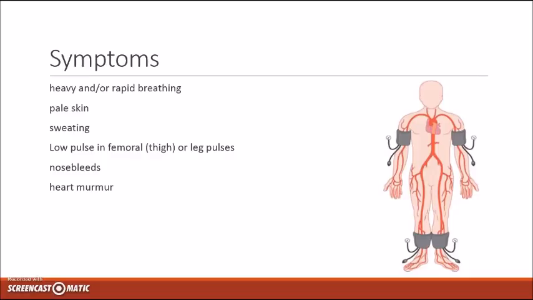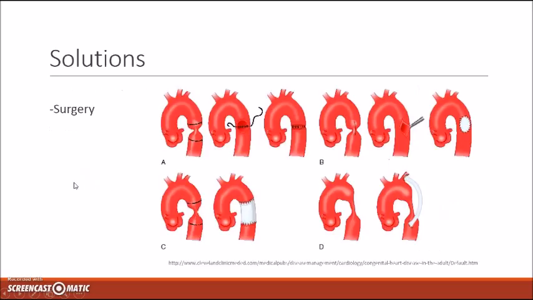So the symptoms for such a disease would be heavy or rapid breathing, pale skin, sweating, low pulse in the femoral or leg pulses because we have low blood input in these parts, and in turn a high pulse or high blood pressure in general in the upper part. We can have nose bleeding and a heart murmur as well.